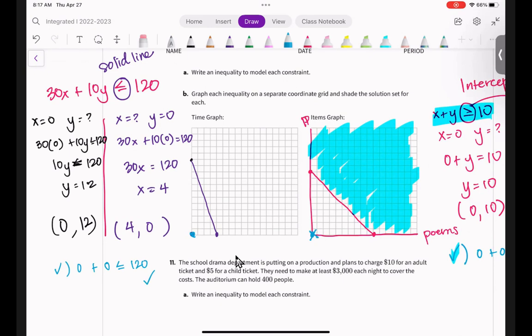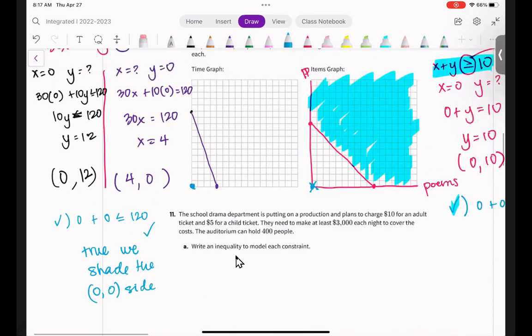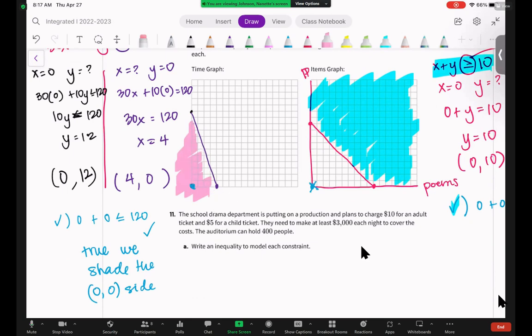So shade that side. Because this is true, we shade the 0, 0 side. Does that make sense? That means all of these people down here, even though it's not showing up in the graph, it actually is there. Does that make sense? Yes.